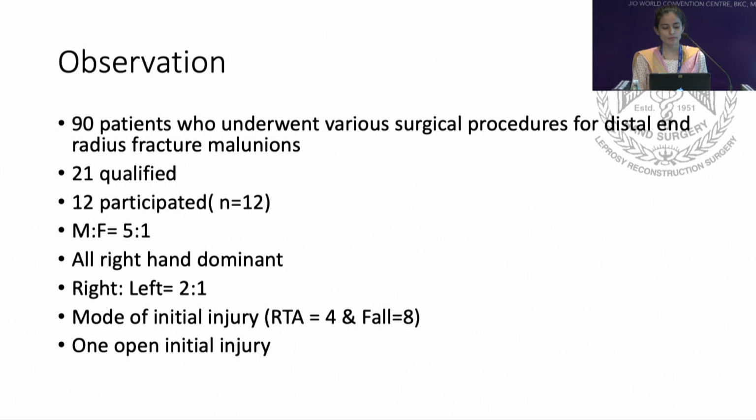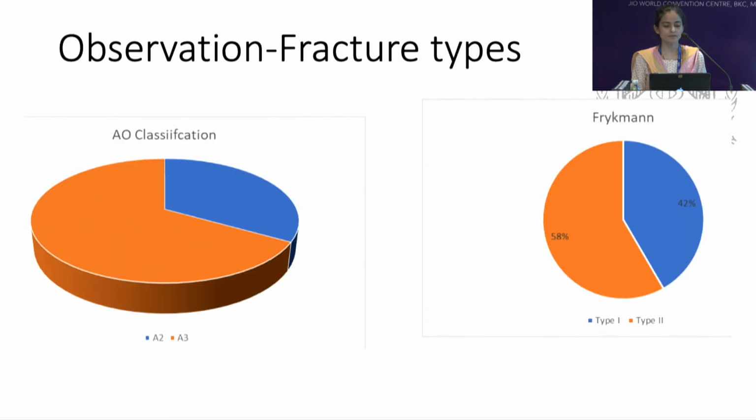The male to female ratio was 5:1, and all the patients were right hand dominant, with the injuries noted to be right to left as 2:1. The mode of injury was noted to be RTA in 4, and 8 had a history of fall. There was one patient who had an open injury.